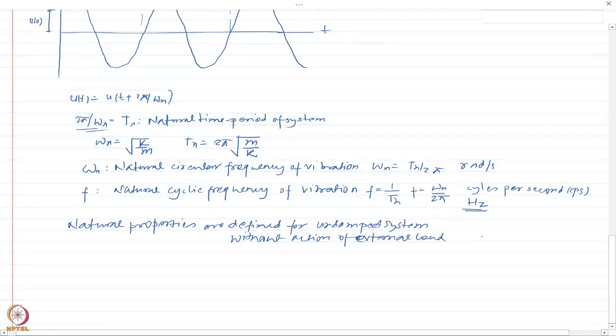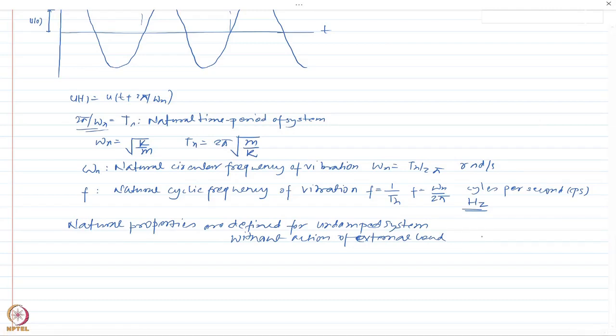Now it is very important to understand the physical significance of these parameters and the typical values that you would see for them. Time period, as I said, is basically the time required to complete a single cycle of motion.